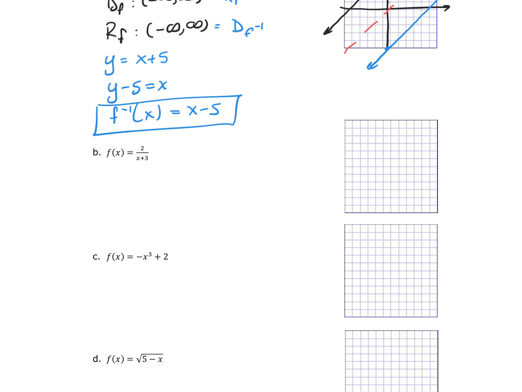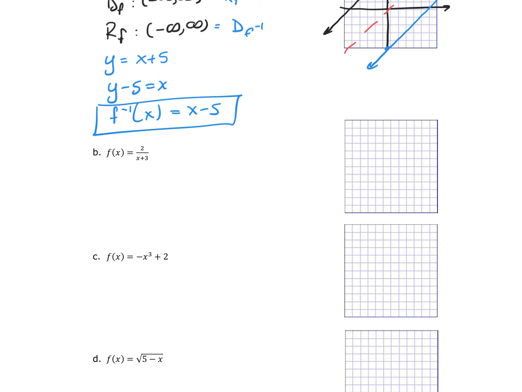Let's take a look at b. Now b is a little bit more interesting. So this time I'm just going to give you the graph because we're going to go through rational functions. And so I'm just going to give you the graph of rational functions, or I could think about it in terms of translations maybe, but I'm just going to give you the graph.